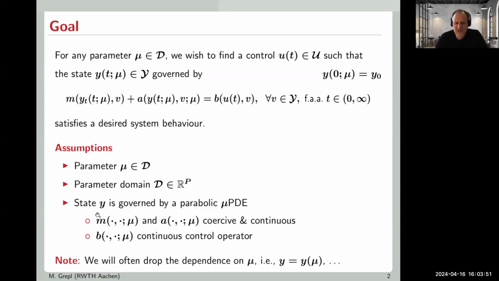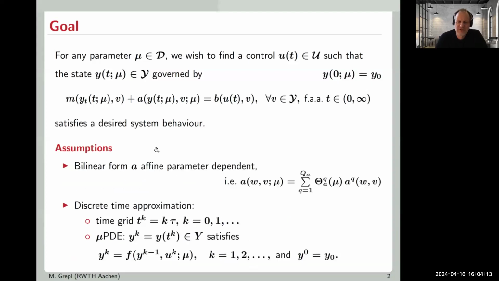We assume for now that M and A are coercive and continuous bilinear forms. We will actually later on relax the assumption on A being coercive. We only require A to be weakly coercive or satisfy a Gårding inequality. And again, B is our continuous control operator.